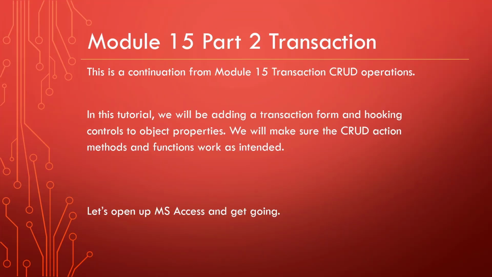This is a continuation from Module 15 Transaction CRUD operations. In this tutorial, we will be adding a transaction form and hooking controls to object properties. We will make sure the CRUD action methods and functions we coded yesterday work as intended. Let's open up our Access and get going.